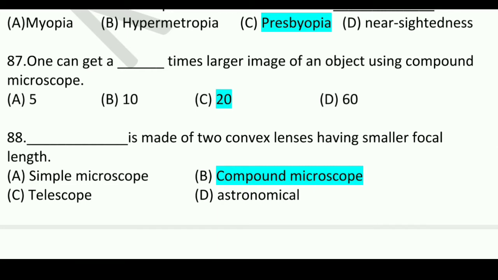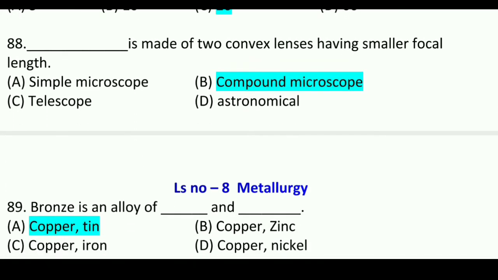One can get a dash times larger image of an object using a compound microscope. Yes, one can get 20 times larger image of an object using a compound microscope. Dash is made up of two convex lenses having smaller focal length. It is a compound microscope.